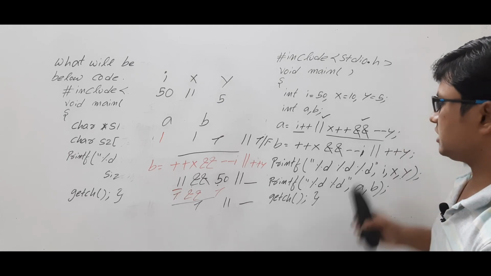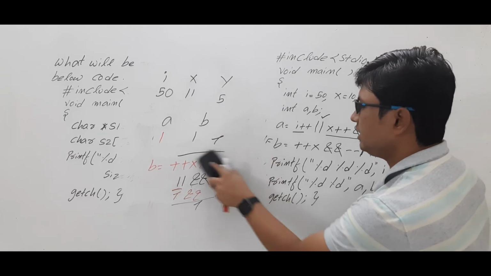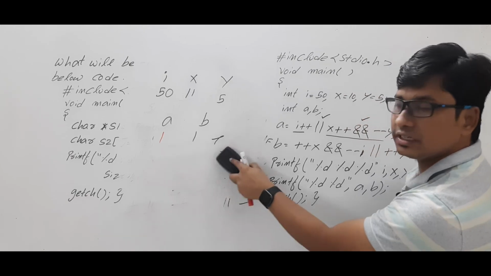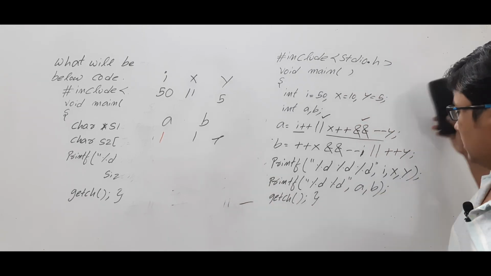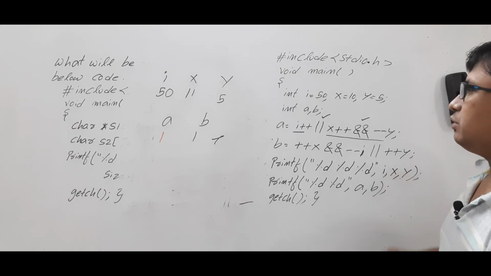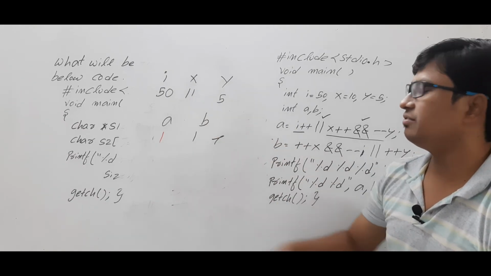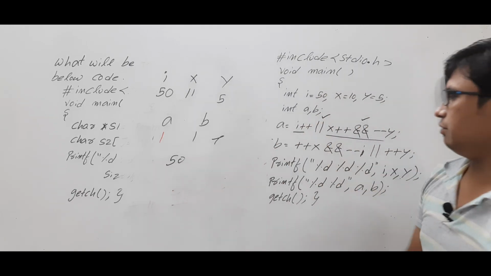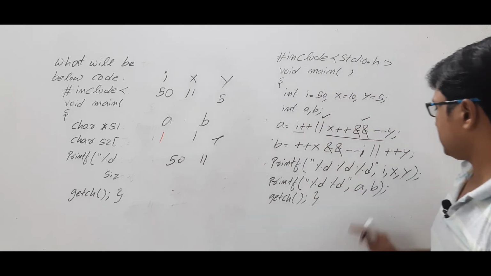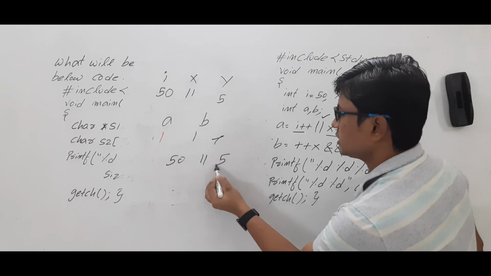Now look at the next statement, what they are telling. printf with three %d's, and i, x, y values. What is the i value? 50. That will be displayed. What is the x value? 11. That will be displayed. What is the y value? 5. That will be displayed.